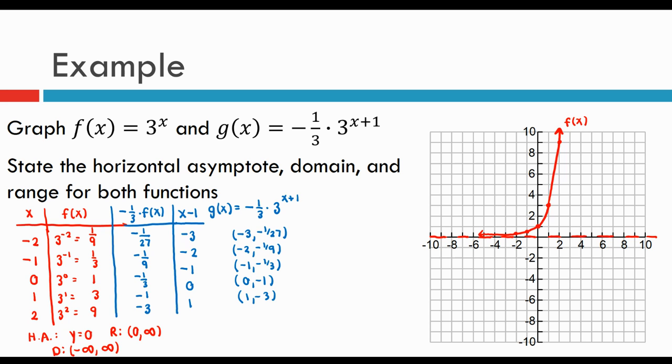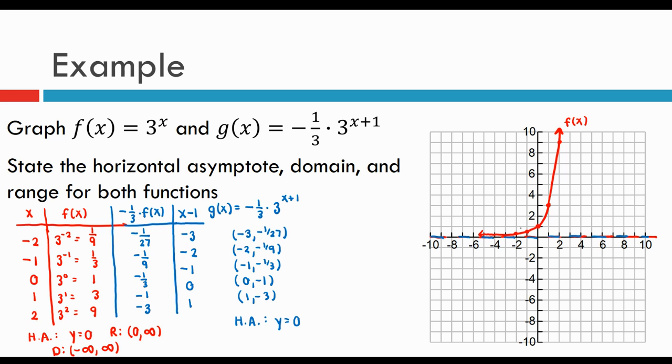Okay, notice that I don't have anything that was outside being added or subtracted, which means that there is no vertical shifting happening, which means that as far as identifying our horizontal asymptote for this g of x function, it's still the same. It's going to be y equals 0. So that doesn't change. It's just the fact that we have a reflection as well as a horizontal shift.